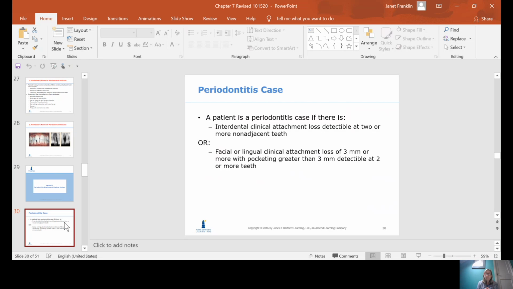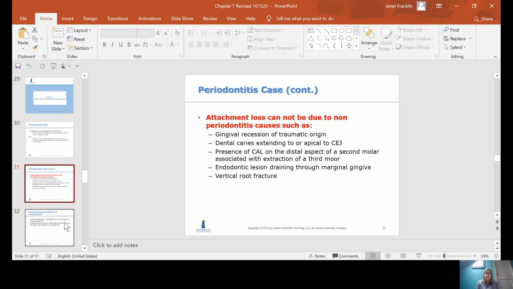Or facial and lingual clinical attachment loss of 3 millimeters or more with pocketing greater than 3 millimeters, detectable at 2 or more teeth. So if you have facial or lingual clinical attachment loss, it has to be 3 millimeters or more with pocketing greater than 3 millimeters, detectable at 2 or more teeth. So in other words, the clinical attachment loss has to be more than just like 1 millimeter along the facial surface, because that would probably be just recession.